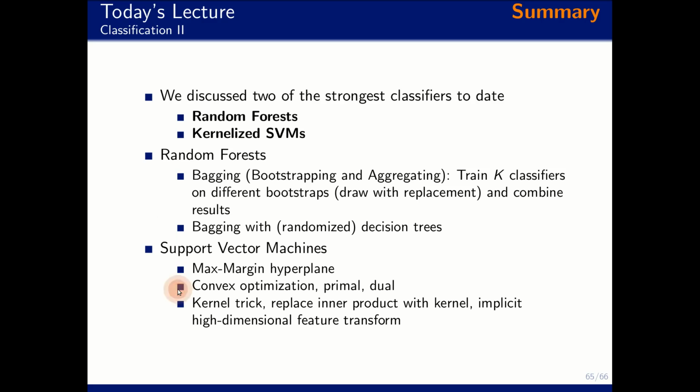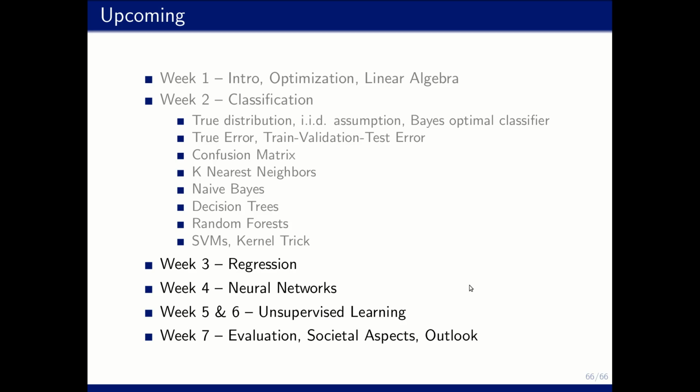We can formulate learning as convex optimization, and we had the primal and the dual SVM. The dual especially allowed us to use the kernel trick, which, again, replaces inner products with a kernel, and this yields implicit high-dimensional feature transformations and boosts your machine learning algorithms. And this also concludes our second week, module 2, dedicated to classification.